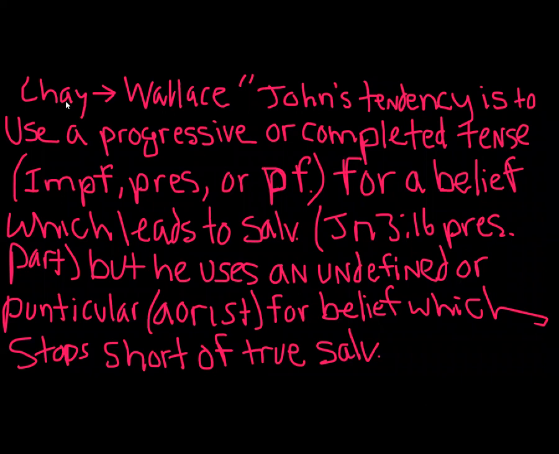Okay, so Che says that he heard Wallace say this in class or whatever. John's tendency is to use a progressive or incompleted tense, imperfect, present, or perfect for a belief which leads to salvation, like, for example, John 3:16, present participle. But he uses an undefined or punctiliar aorist for belief which stops short of true or genuine salvation. So he's making the argument that the progressive idea is genuine salvation, but the aorist stops short of true salvation.